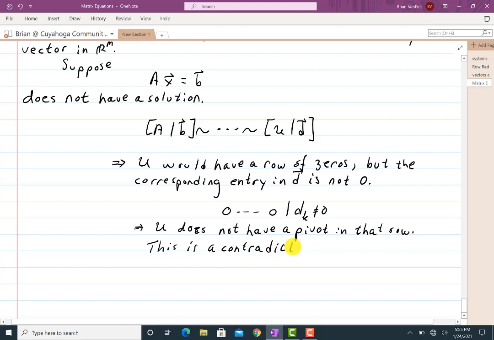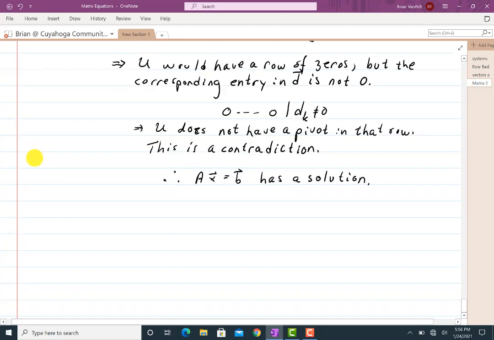What that means is I made an assumption somewhere here that was not true. What was the assumption? The assumption was that this does not have a solution. So therefore, AX equals B has a solution. That finishes the proof. Now look what we did here.